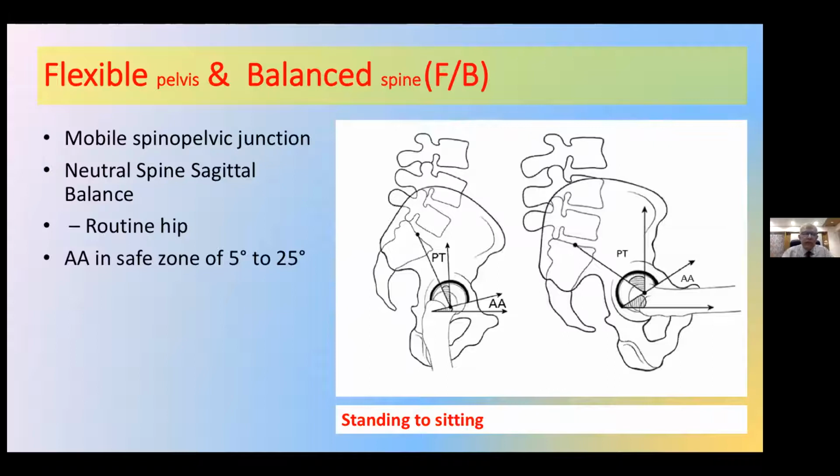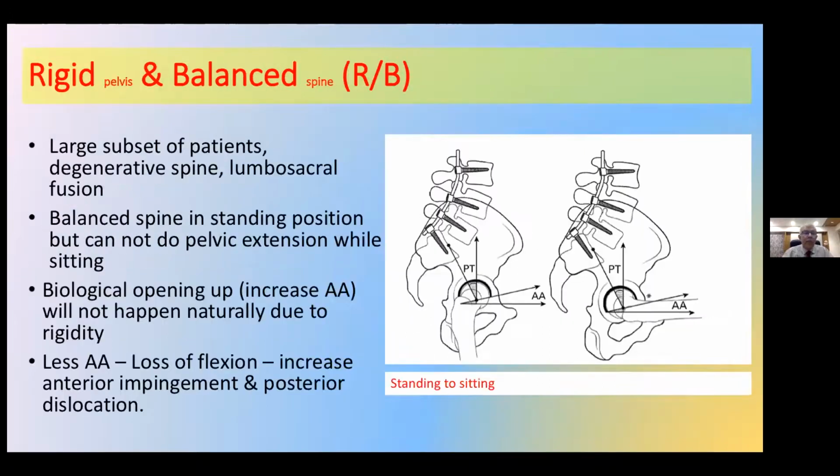The first and foremost, flexible pelvis, balanced spine, which is normal. In this, you can put your cup in the normal Lewinnek safe zone, which is 5 to 25 degrees, because there are no changes there. But when the pelvis is rigid and the spine is balanced, as seen in large numbers of patients with degenerative spine, lumbosacral fusion.